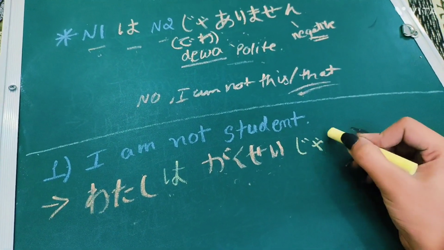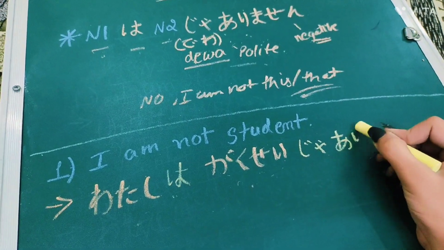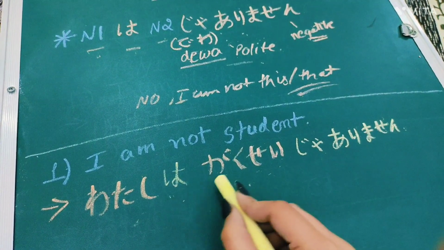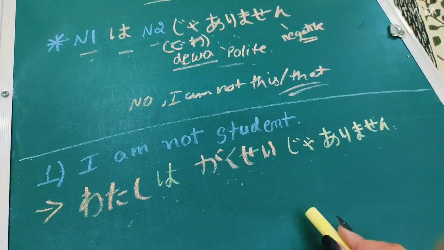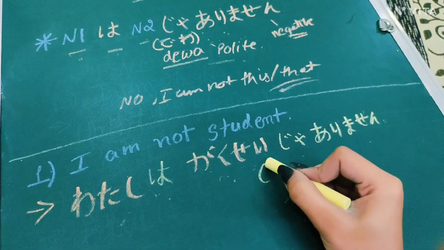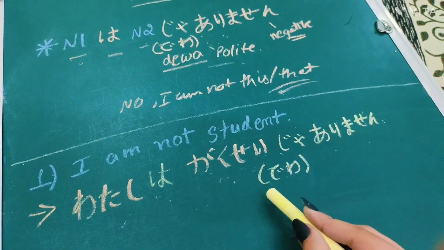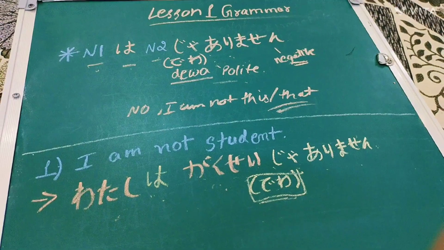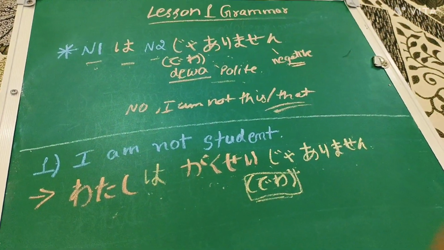じゃありません。私は学生じゃありません。So, minasan, these are some basic Japanese grammars you should not forget.